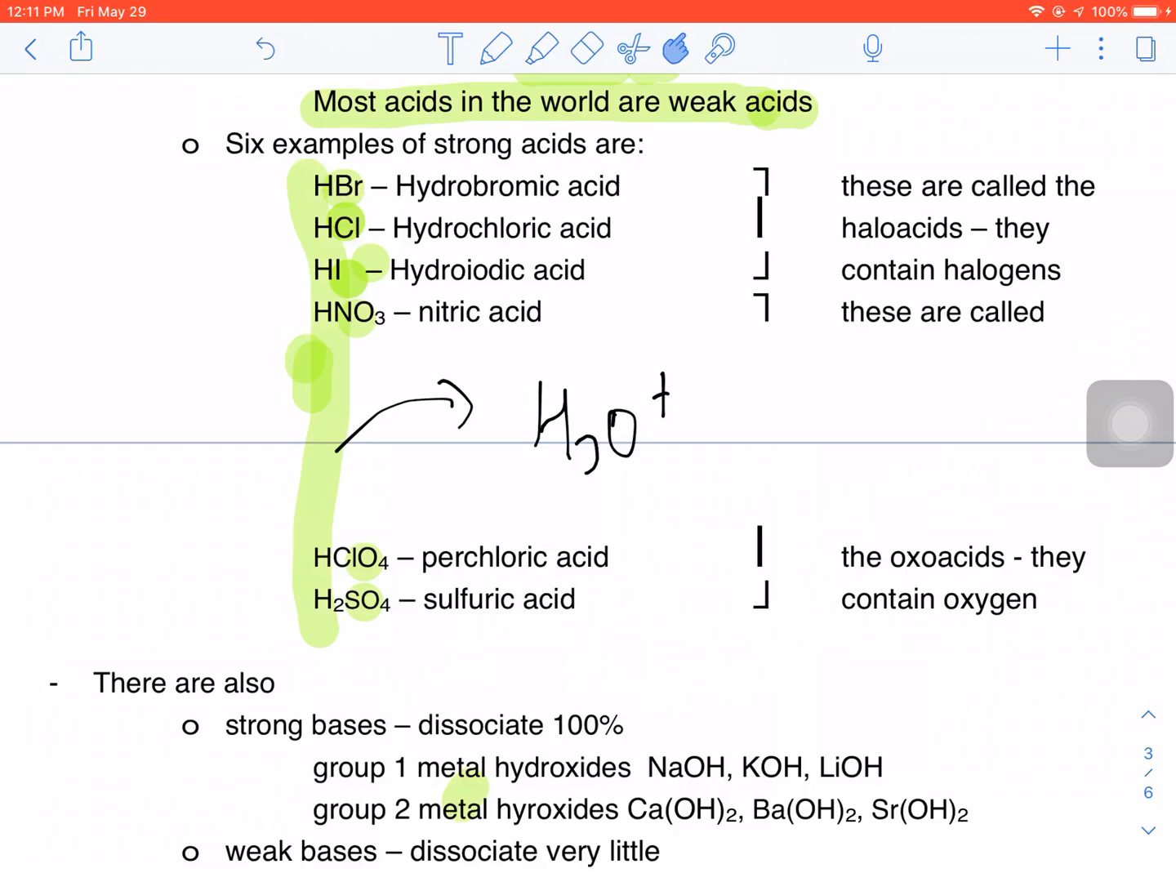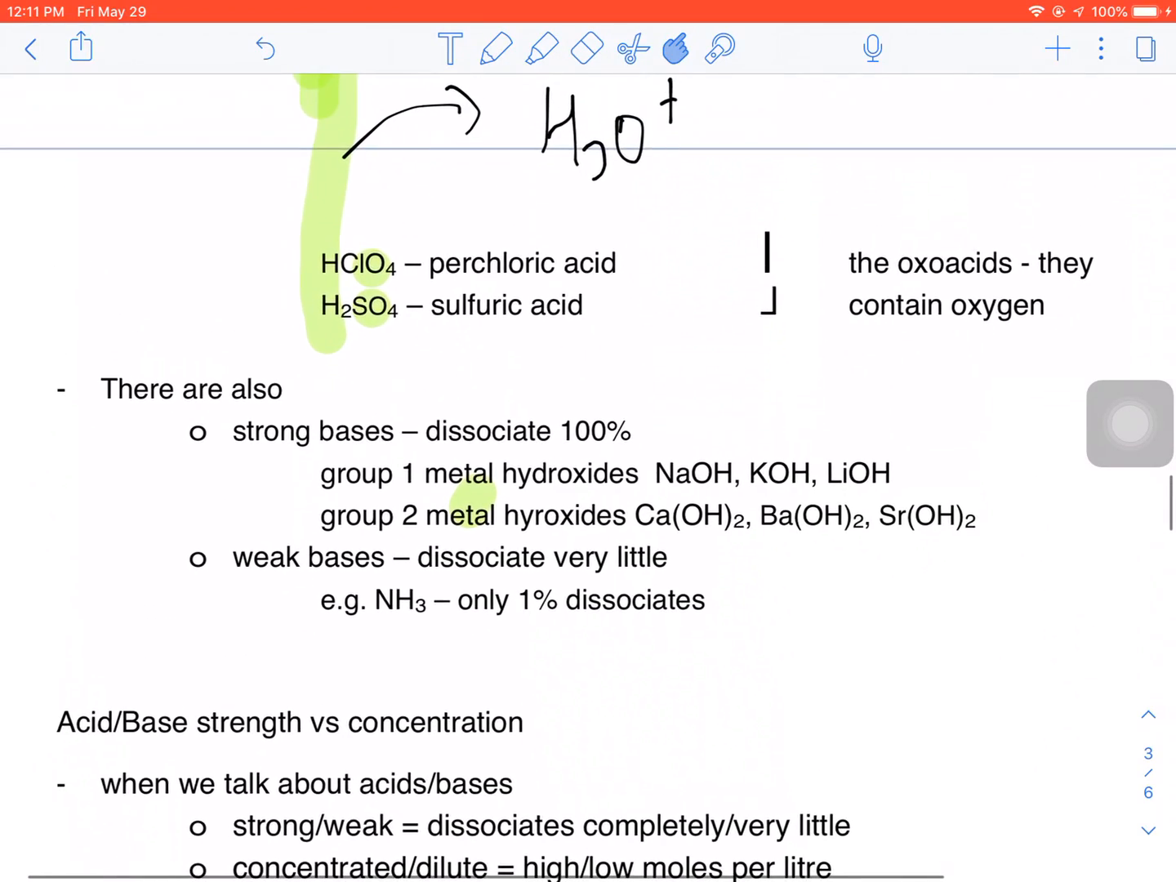What about bases? Which elements make strong bases? Well, there are lots of bases in the world.